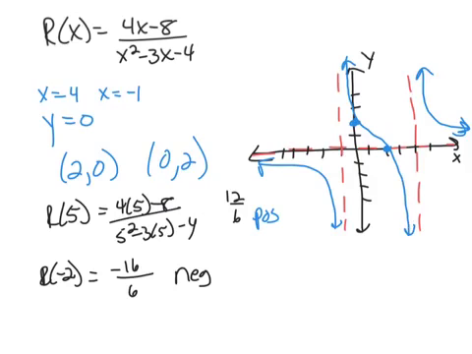So we will practice more of these in class. It takes a little bit of getting used to, but the key is to sketch the asymptotes and the intercepts, and then just go from there using test points.